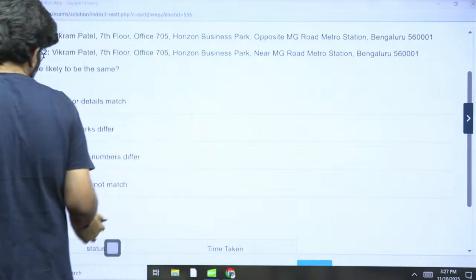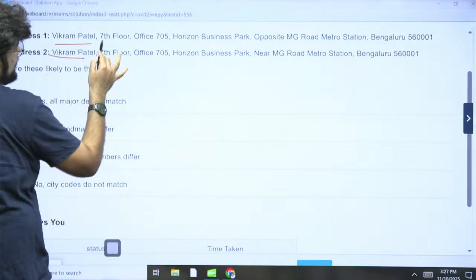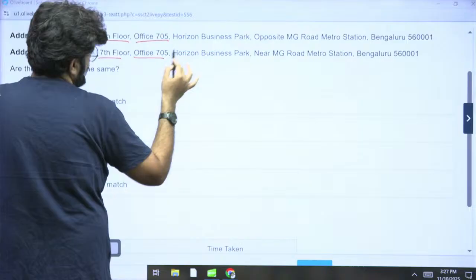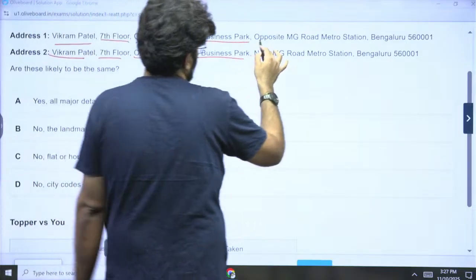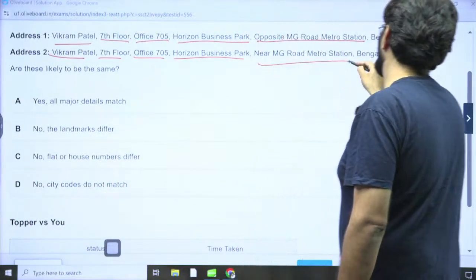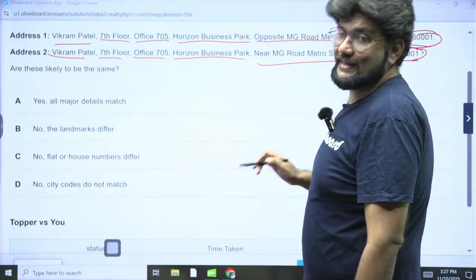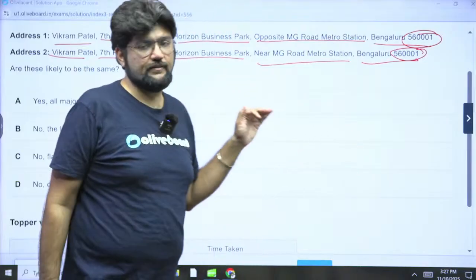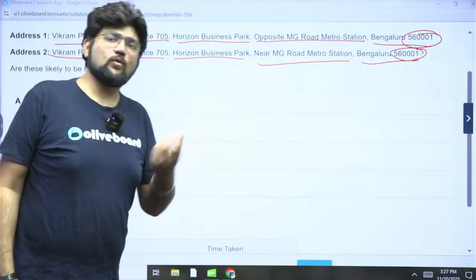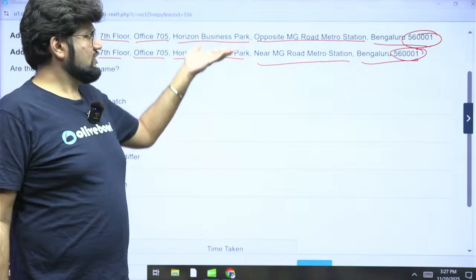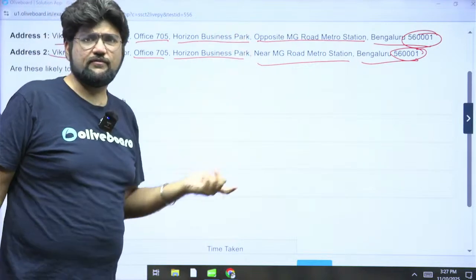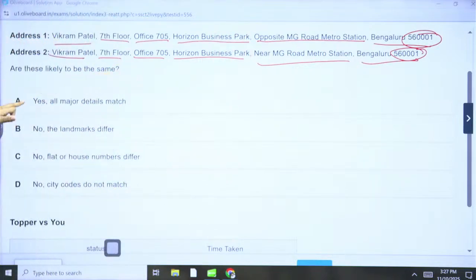So compare directly. Vikram Patel, 7th floor, office 705, Horizon Business Park, opposite MG Road Metro Station, near MG Road Metro Station, Bengaluru, same pin code. Technically, in reality, there is no difference between these addresses, is there? No. And that's what a normal average student is going to think. There's no difference. I think opposite and near is not a big difference. Read the options. The option says yes, all major details match. Wait, the landmarks differ. Okay, flat or house number are differing. No. City codes do not match. No. There is a confusion between A and B.